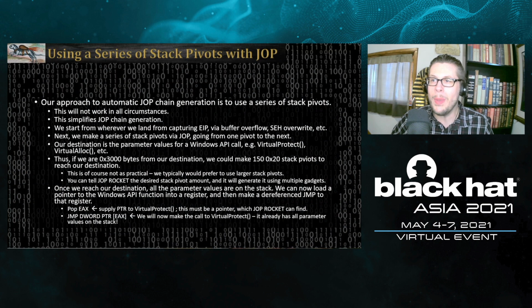Now, the premise behind our stack pivots is imagine that you have a buffer overflow, you have an SEH overwrite, whatever the case, and you need to do a pivot of 5,000 bytes to reach your destination, your payload. I mean, you could do that with one gadget if you found it, but at the same time, with JOP, you can also do it with many other different stack pivots that jointly can allow you to reach that destination. And then from there, we just simply make the Win API call.